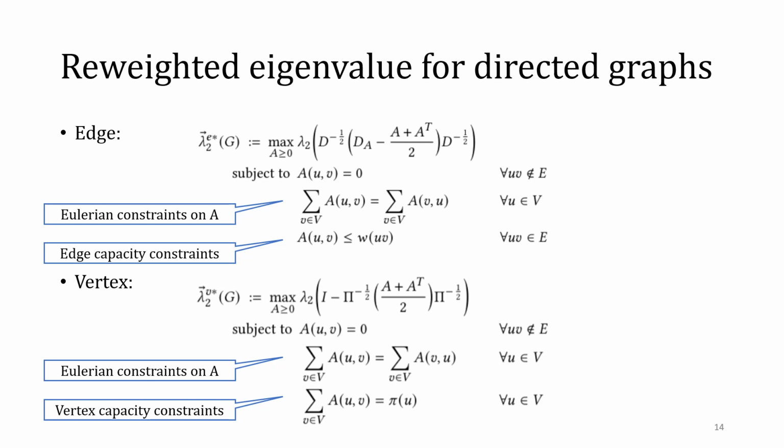And the constraints are pretty simple. The first one says that A should be supported on the edge set E. The second constraint is basically the Eulerian constraint at the vertex U. And the last one is the edge capacity constraints. For the vertex weighted case, we consider lambda 2 phi star, which is basically the same thing, except that edge capacity constraints become vertex capacity constraints.